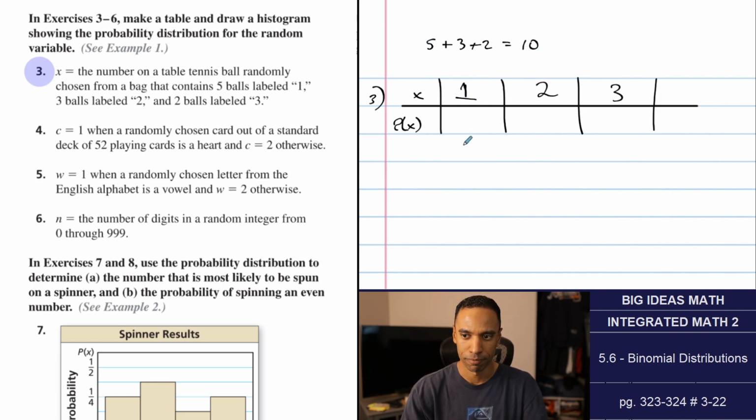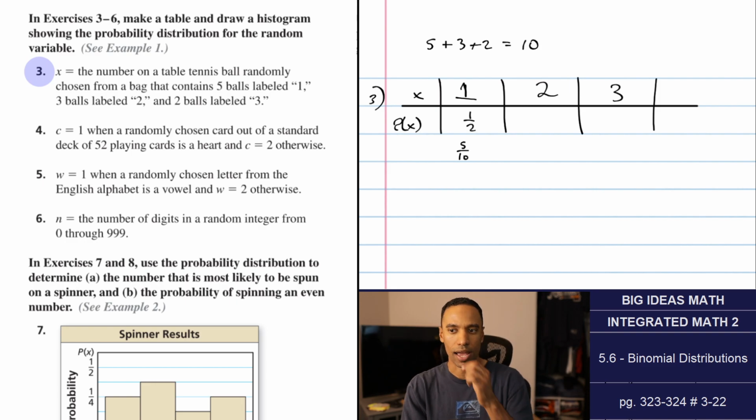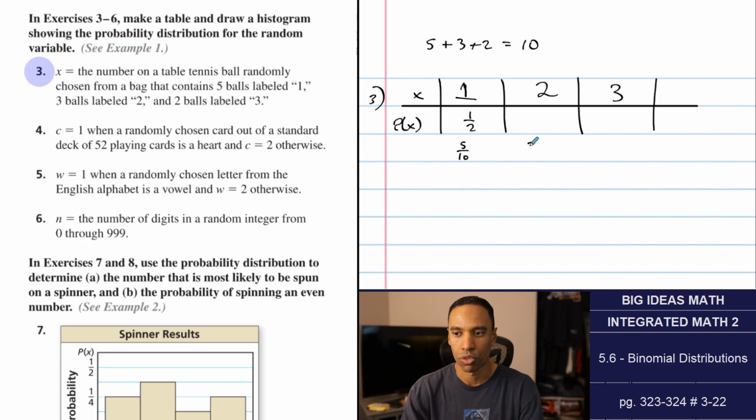If there are 5 of them labeled 1, you have a 1/2 chance of that occurring. I'm almost inclined to sometimes put the decimal, like in this case, because that's 0.5, 50%. It's easier for me on the histogram chart to label that. Maybe I'll do that later. 3 balls labeled 2, so 3/10. And then 2 balls labeled 3 is 2/10, which is 1/5. So there's the table of the breakdown of that. And then they want us to draw a histogram.